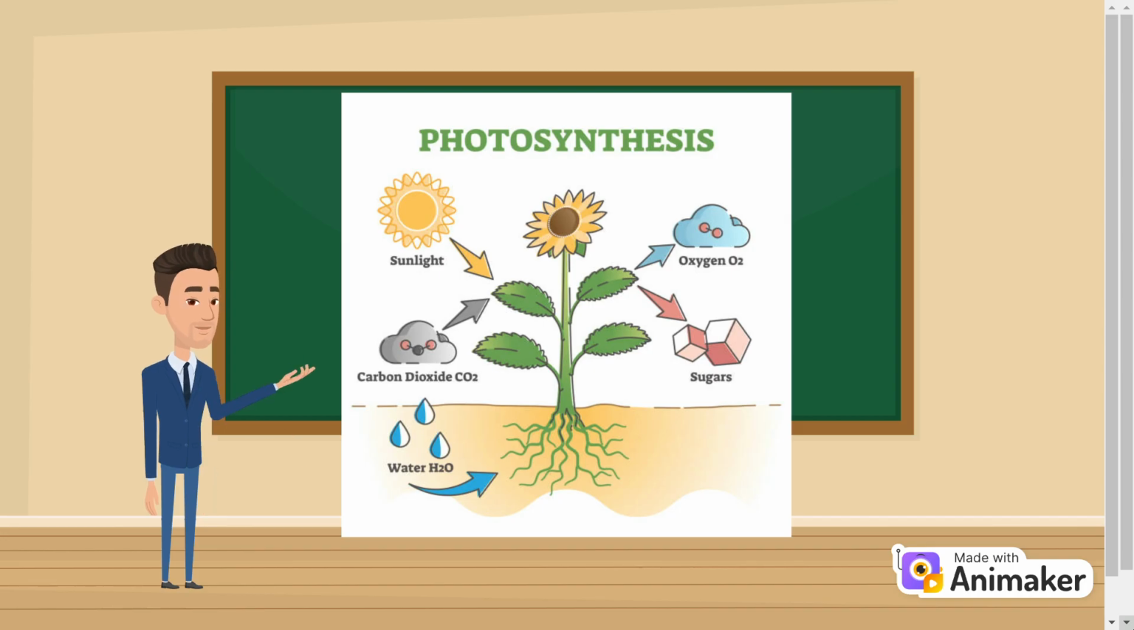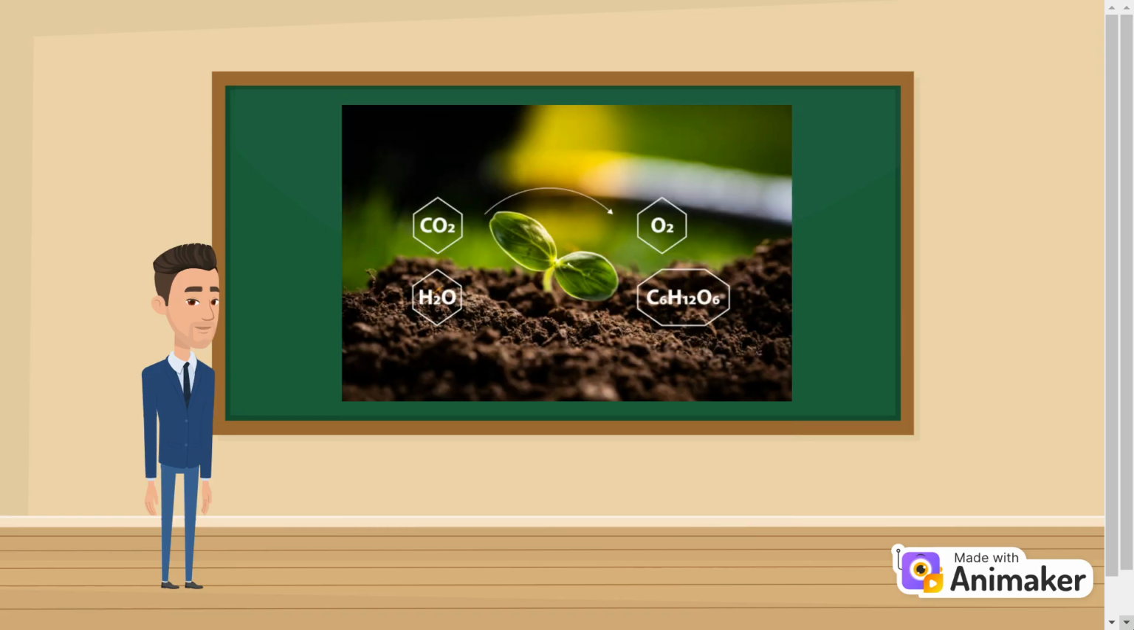Fifth, role of water in plant nutrition. Water is essential for plants because it helps in the transport of nutrients from the soil to the plant. Water also plays a key role in photosynthesis and helps maintain turgor pressure, the pressure that keeps plant cells firm and rigid.